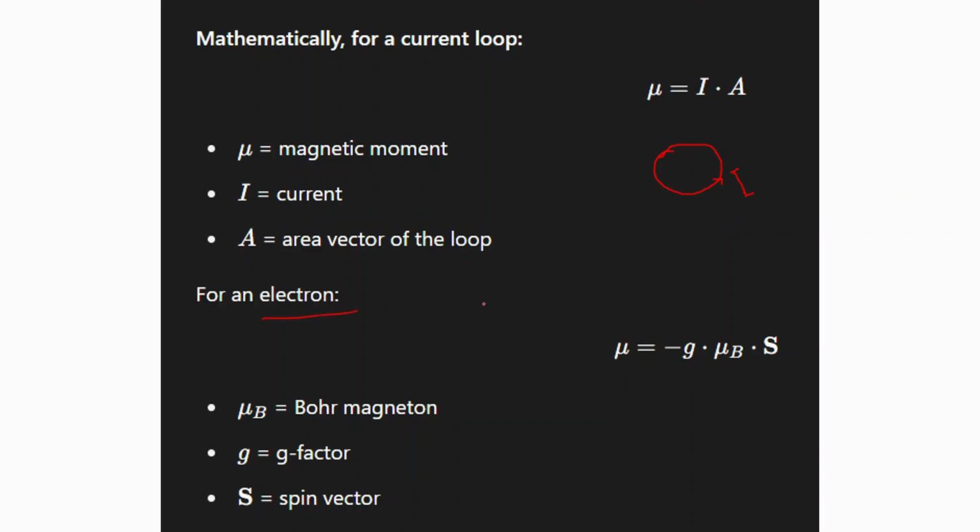And for an electron, the magnetic dipole moment is given with this expression: mu is equal to minus g mu_B s. What are these various quantities? Mu_B is the Bohr magneton, g is the g factor, and s is the spin vector. What is the g factor? The g factor relates to the splitting of the energy levels of an atom in the presence of an external magnetic field.